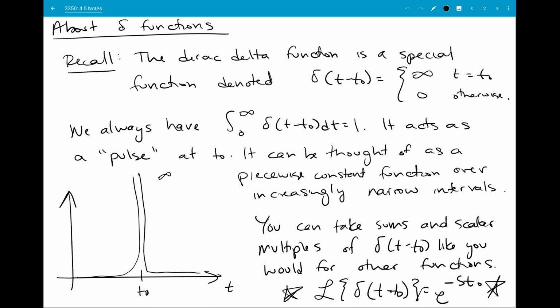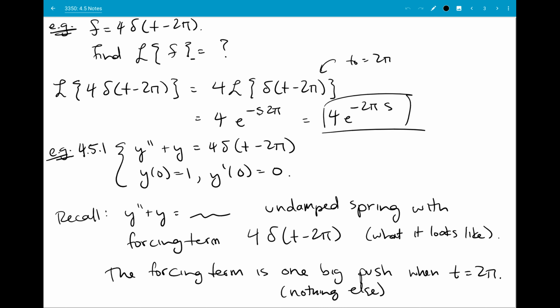So we recapped what the delta function is, brought back this idea of it being a limit of a piecewise constant function as the pieces get increasingly thin, and talked a little bit about how you can treat the delta function like any other function, which is going to be useful when you're building terms in your project that use the delta function.